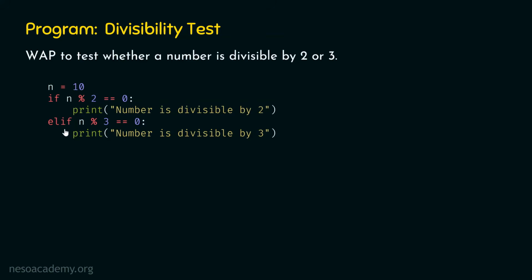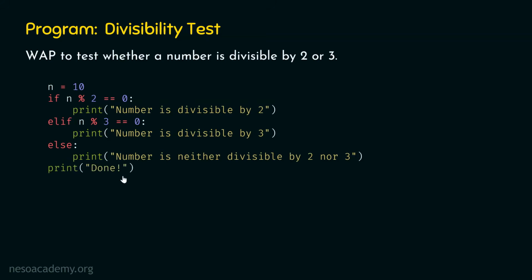Now we can use the else statement to print that the number is neither divisible by 2 nor divisible by 3. Because we know that if these two conditions are not satisfied, then the else statement will be executed. And in that case, we want to print that the number is neither divisible by 2 nor divisible by 3. So if the else statement is executed, then we know that the number is neither divisible by 2 nor 3. And finally, we want to print done.